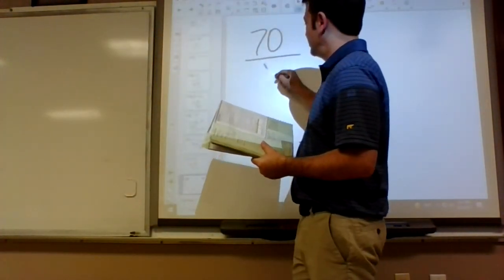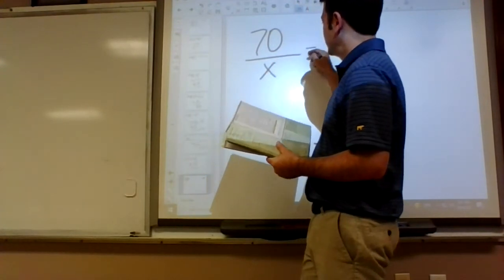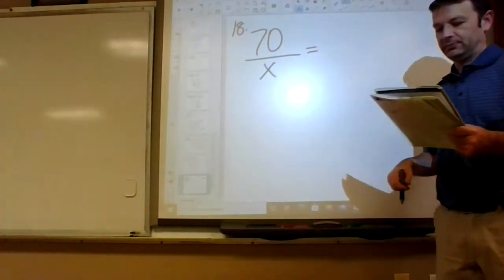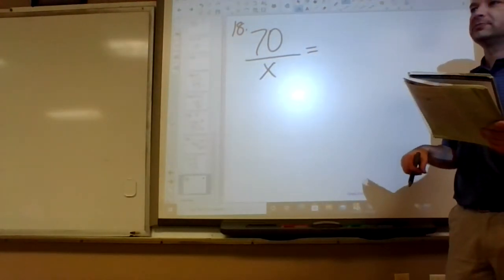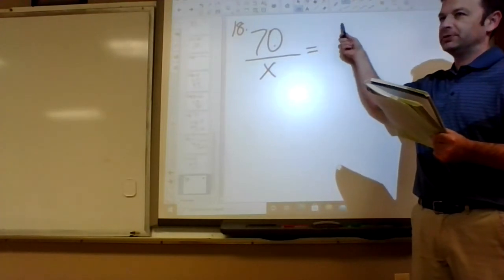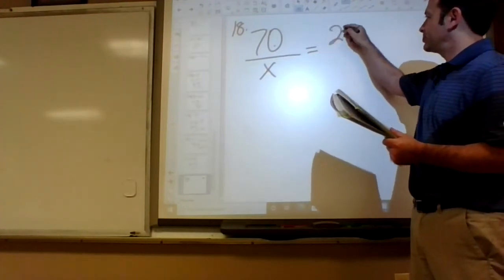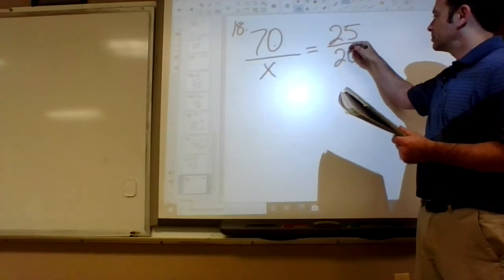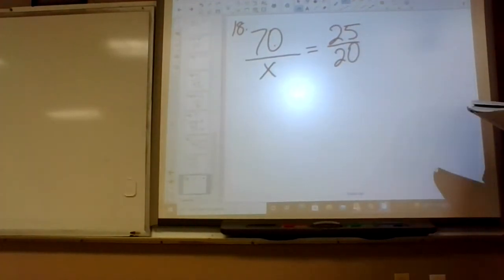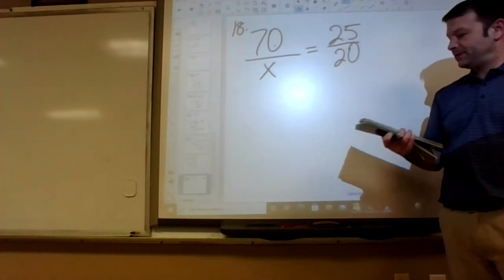The little triangle we'll call X. Guess what I'm going to set that equal to? So big triangle is equal over little triangle is equal to 20. We can just use 25 and 20 again. Great. You guys can finish it from there.